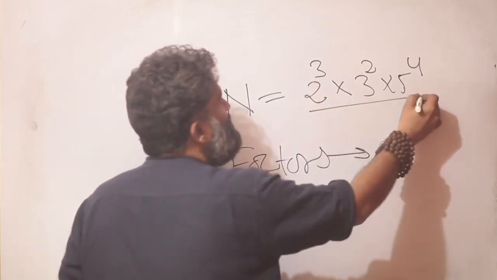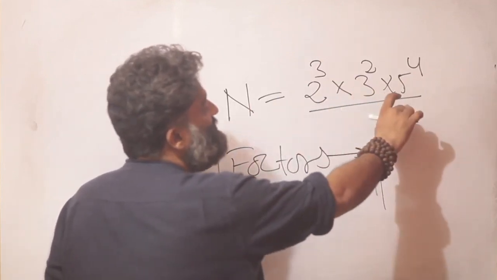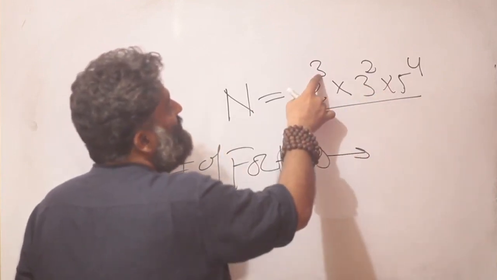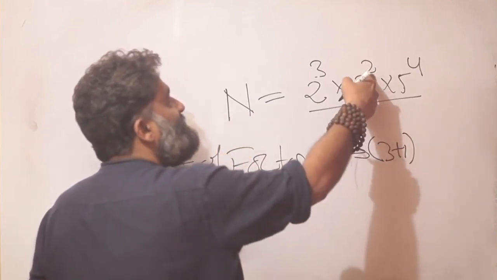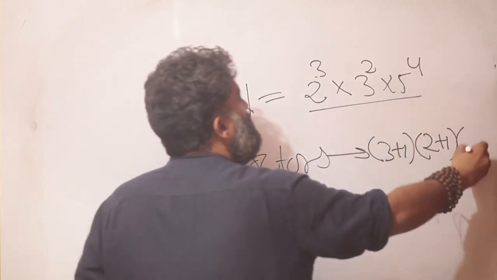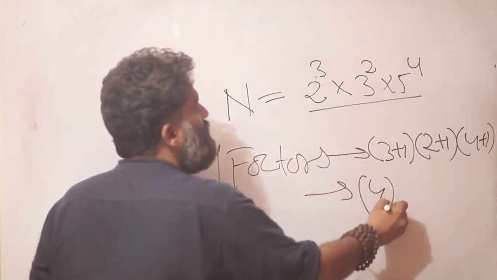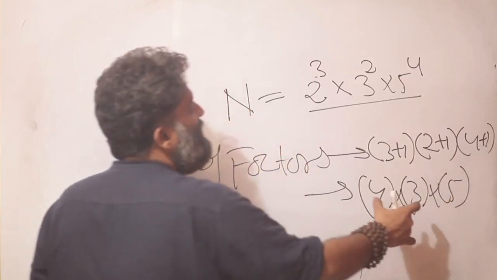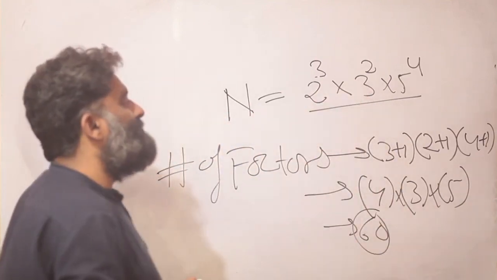First of all, I should notice if the number is in its prime form, fully factorized into all possible primes. Yes, it is. There is no composite here. Then take the power of the prime and add 1. That means 3 plus 1. Take the next power of the next prime and add another 1, and then another 1, right? So my number of factors would be 4 into 3 into 5. That is 12 into 5. 60 factors would exist for such a number.